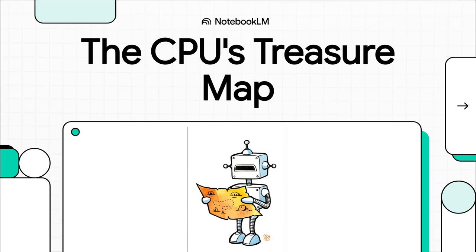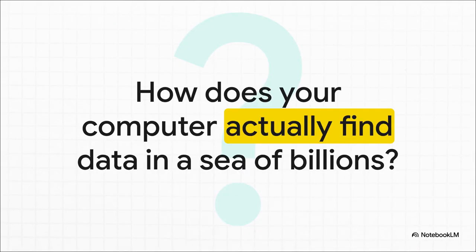Today, we are diving into the CPU's own treasure map, a guide to what we call addressing modes. So, have you ever really stopped to think about this? How does your computer actually find one single piece of data in a sea of billions of them? Every single click, every key you press, the CPU has to go find the right information. But with so many places to look, how on earth does it pinpoint the exact spot?